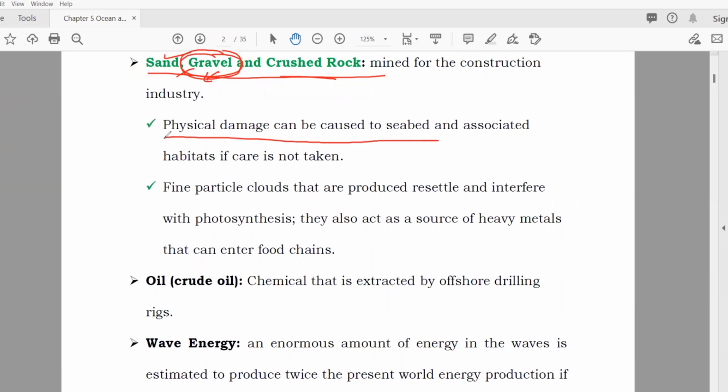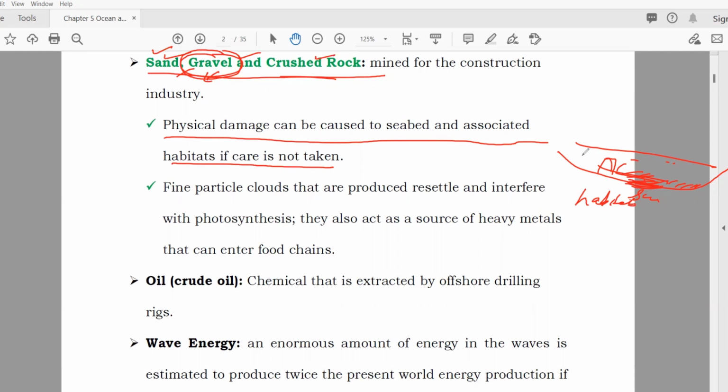Physical damage can be caused to seabed and associated habitat if care is not taken. They're saying you can get the sand, gravel, and crushed rock from the sea, but it is quite dangerous. For example, this is the sea and this is the water above here. Here you have the sand and other things, so you have to remove all these layers. Here can be plants, here can be other things. Then you have to remove these things. It means you are removing the habitat for many living things. So they're saying that it will disturb the habitat for many organisms. So care should be taken.